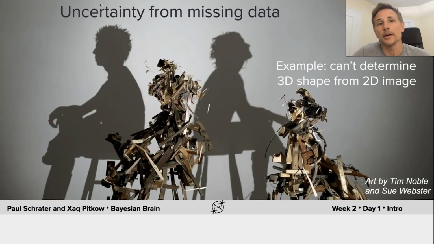So what do I mean by uncertainty from missing data? Well, you can see the shadows on the wall, and you'd think, based on those shadows, that there are a couple of people who would be sitting in chairs, rather than a rather complex and interesting art exhibit. But there you have it.